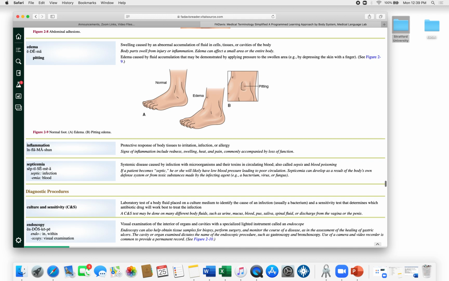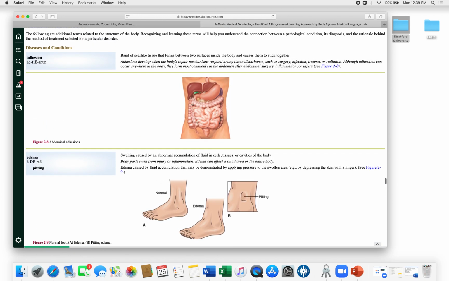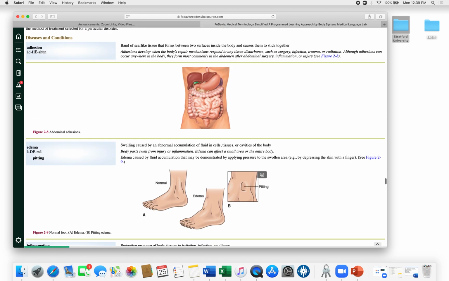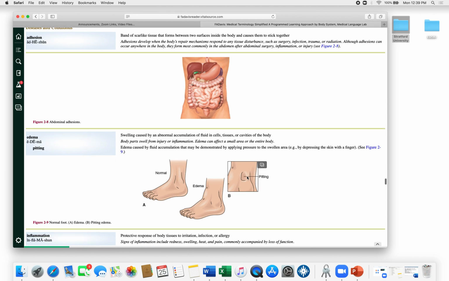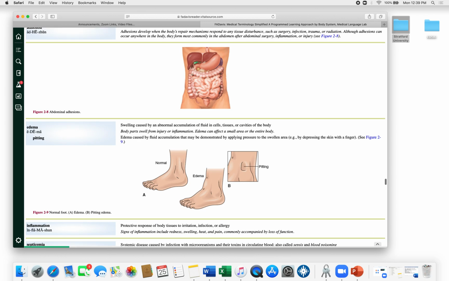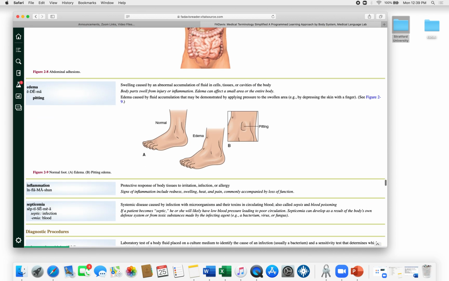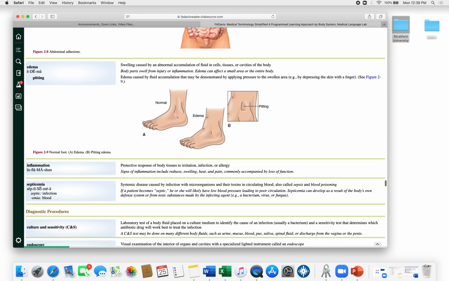Additional medical term, adhesions, nice to know. It's scar-like tissue, because every time we cut you open for surgery, it's going to cause scarring. Or if you have any trauma or burns, it's going to cause scarring. And sometimes the scarring gets out of hand and forms these adhesions and makes it very hard to do future surgery. Edema, the best way to put it, it's just swelling.